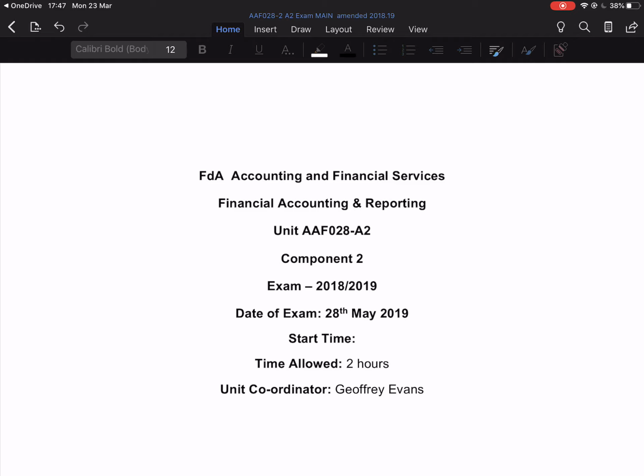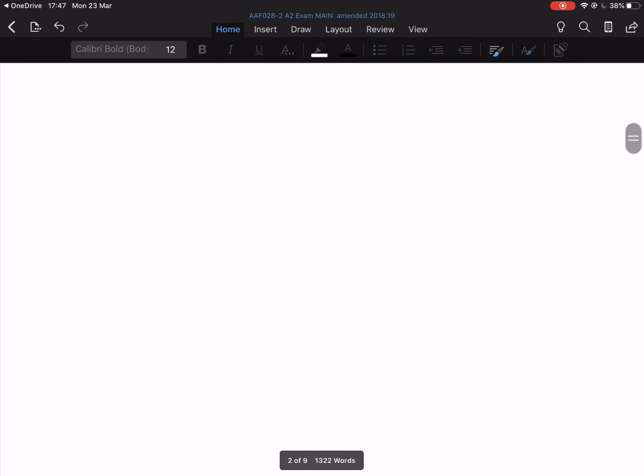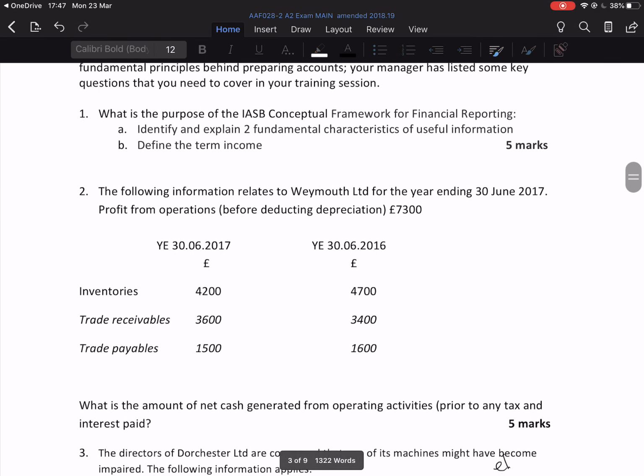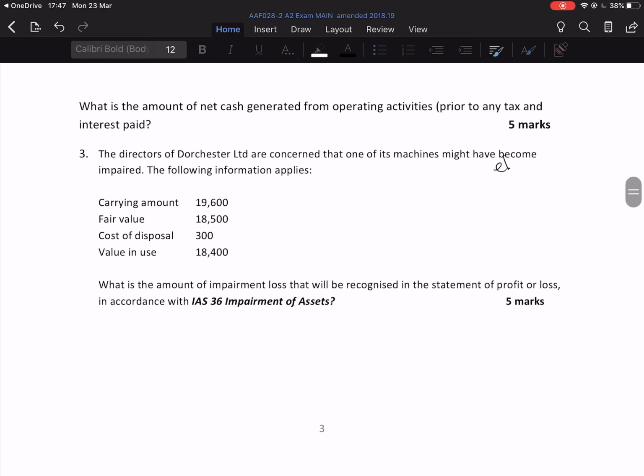So the students basically have to do an exam paper in May. This was last year's students' exam paper, and there's a couple of questions I'm going to take them through today, just so they've got a good understanding. And one of them is question 3, which is about impairment of assets. So I'm going to remind them of a couple of terms we've talked about in the past. One of them being the carrying amount, the fair value, cost of disposal, and value in use.